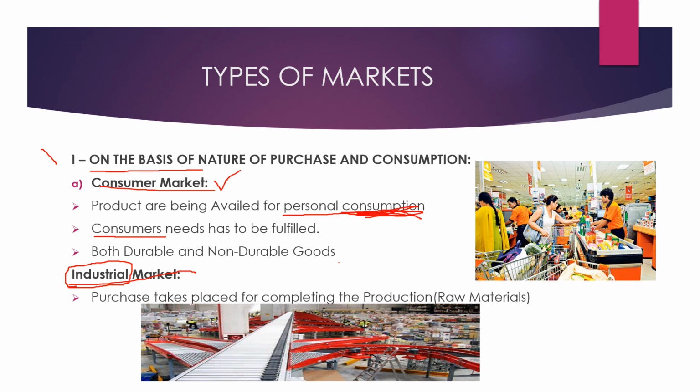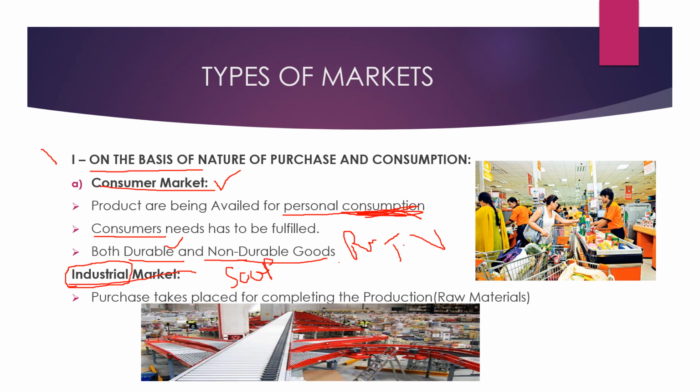And then the consumer goods are of two types. The first one is durable goods and the second one is non-durable goods. What do durable and non-durable goods mean? Durable goods consist of refrigerators, TV and computers. And non-durable goods are like toothpaste, detergents and soaps.